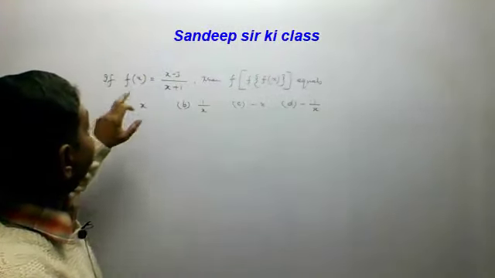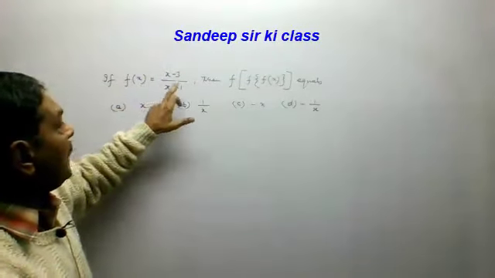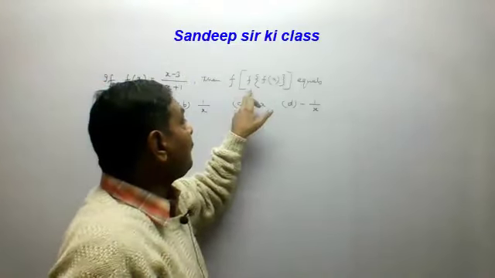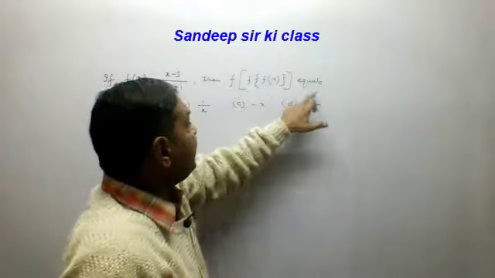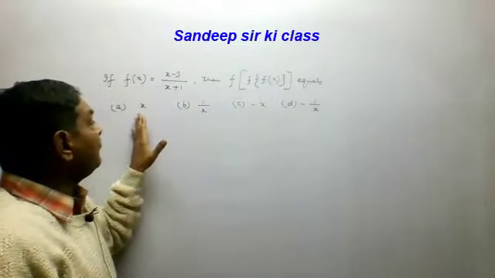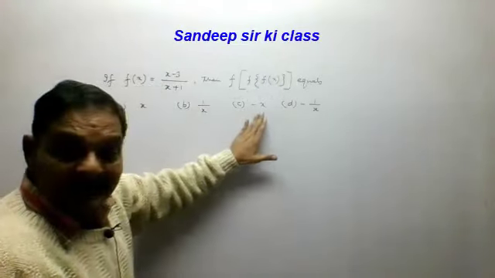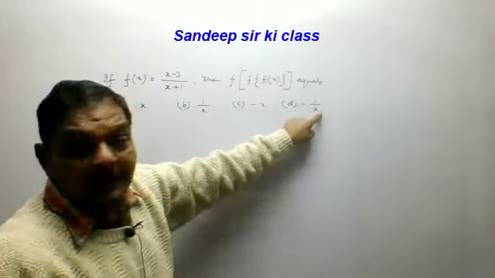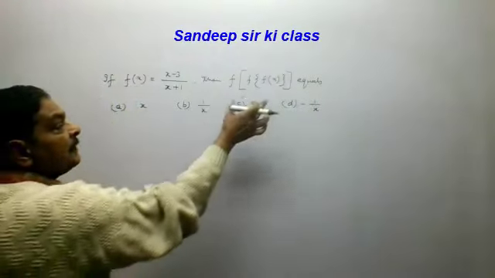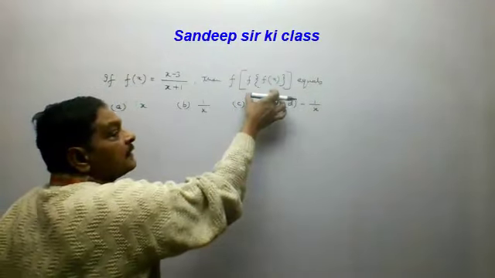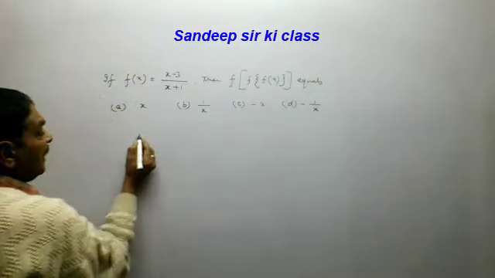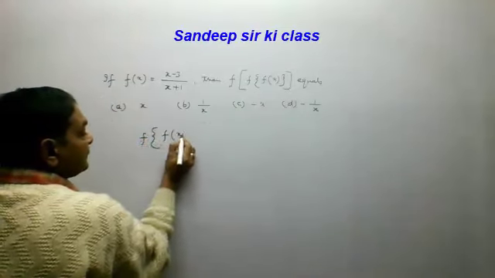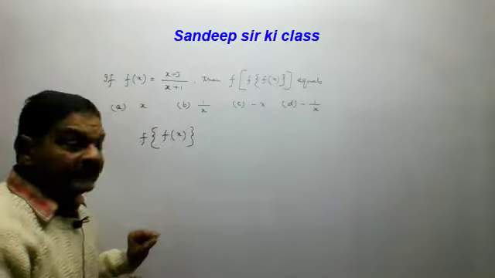Next question is, if f(x) is equal to (x minus 3) upon (x plus 1), then f of f(x) equals, options are x, 1 upon x, minus x, and option D is minus 1 upon x. First we will be calculating what is given there in the big bracket, f of x. First we will be calculating this.